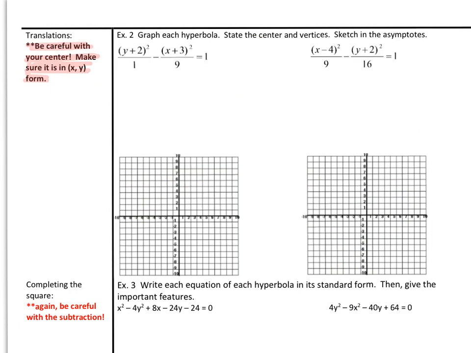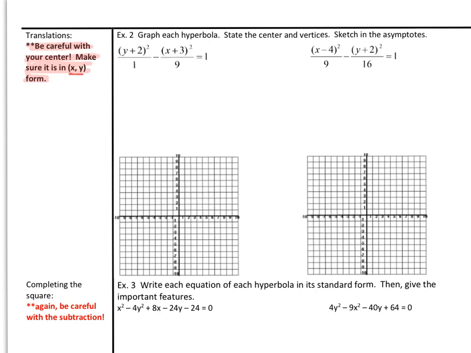So now to make things even more interesting, let's translate our center. The key thing to focus on here is identifying that very first step. Remember, your coordinate needs to be in XY form, so watch what variable goes first. And we get that right out of the gate in our first example for example 2. We have y plus 2 squared over 1 minus x plus 3 squared over 9 equals 1.